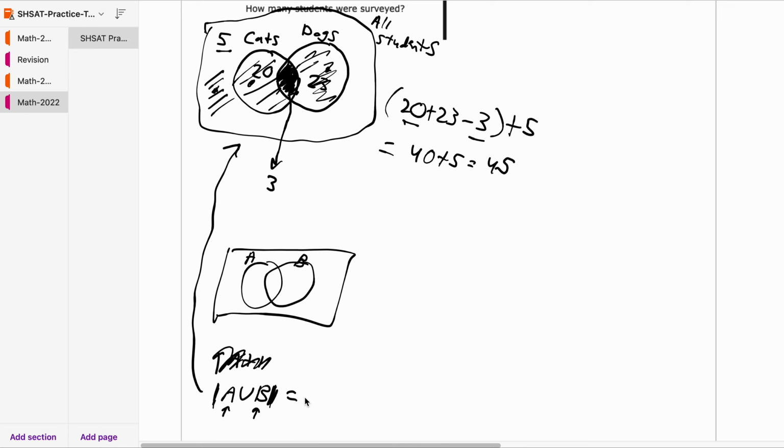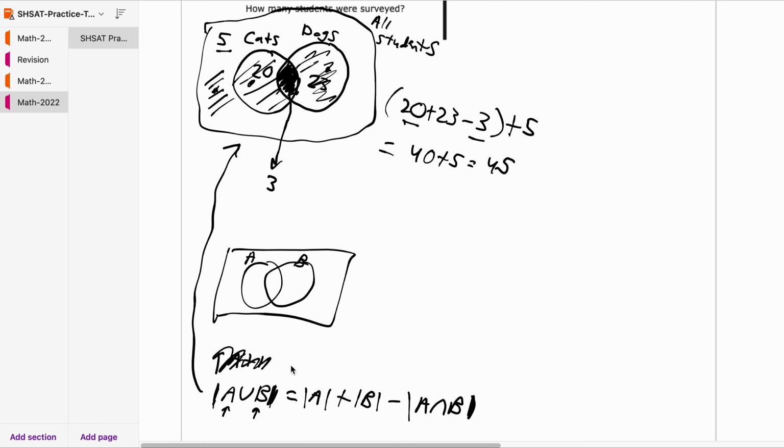The way to calculate that, you have to take the size of A and add it to the number of people in B. But then you have to subtract out the people who are in both A and B. So that's represented as A and B. So this is just the formal notation. And this is sort of an axiom in combinatorics.